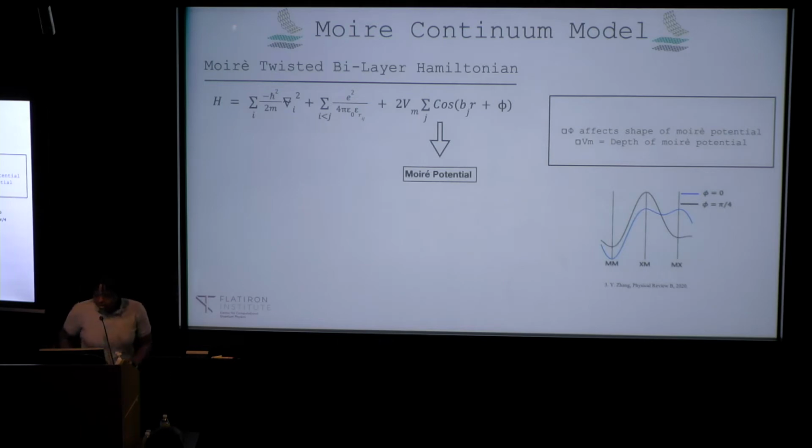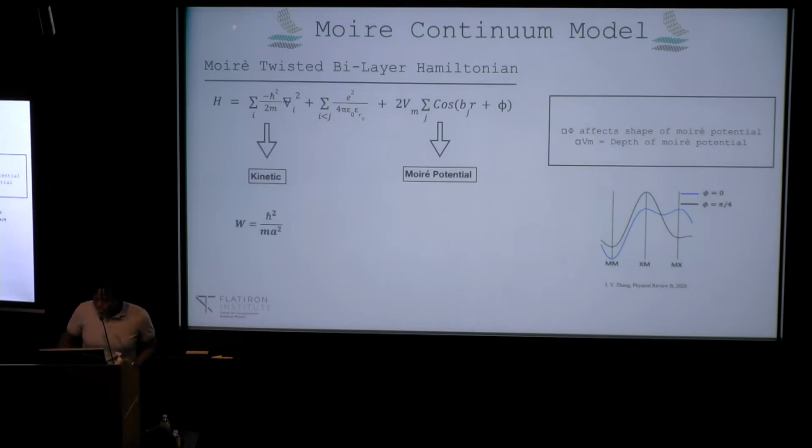So this is the model that we're studying. The moire potential is the last term. V sub m represents the depth of the moire potential, and inside of it, the shape parameter phi controls the shape of the moire potential, and that's pictured below. You can see how changing phi affects the shape of the potential.